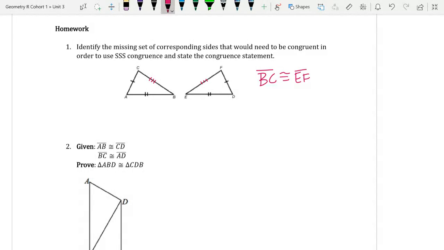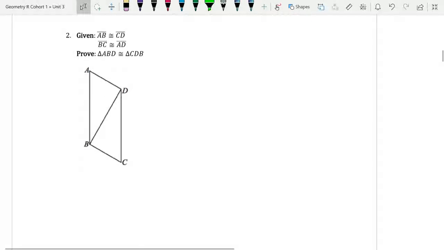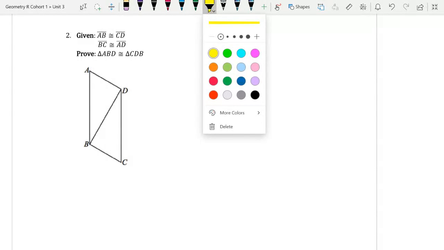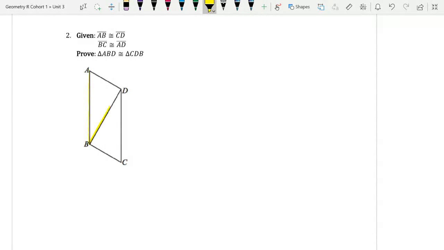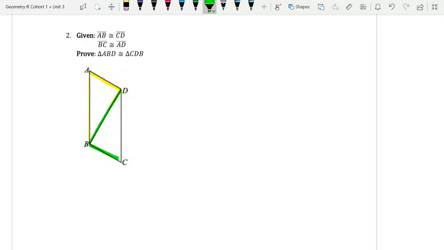All right, number 2 is a proof. The givens are there. Both givens tell us congruent segments. But remember, with our proofs, we always want to first highlight. So let's highlight our two triangles. I have a triangle here, and I have a triangle here. Notice we have an overlap here of our highlighter, which is good. We like to see that.